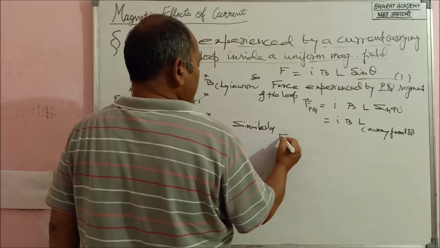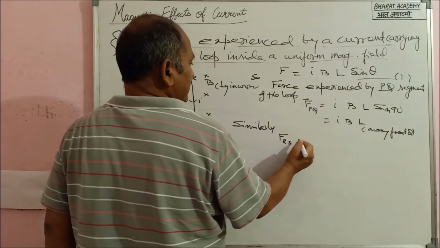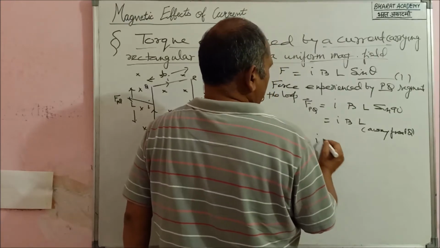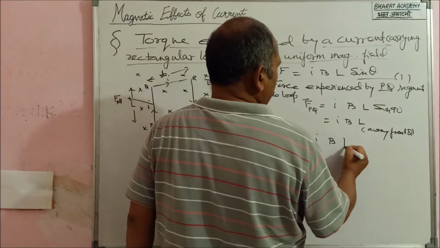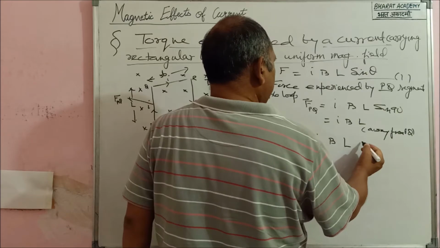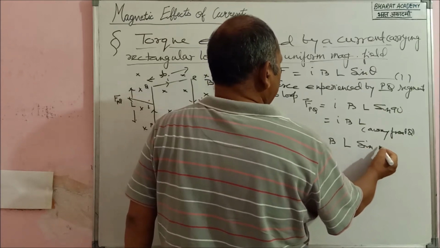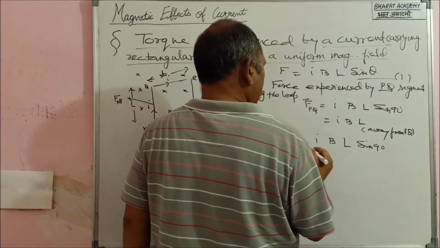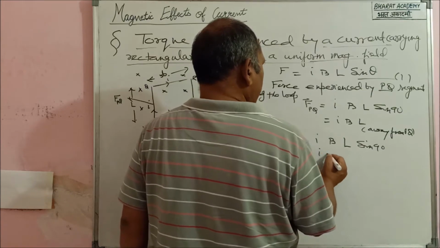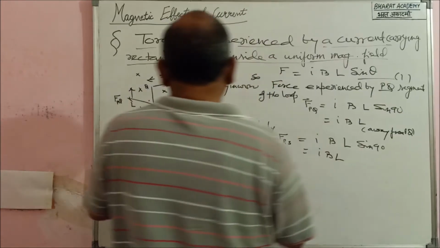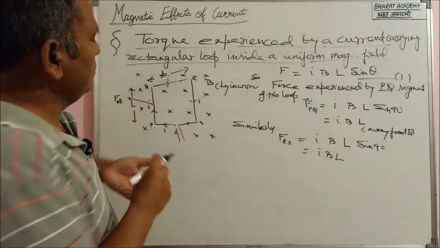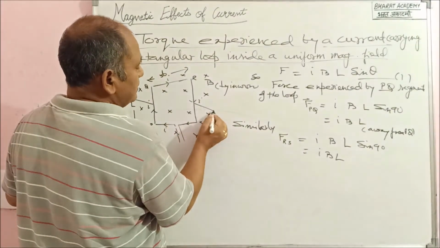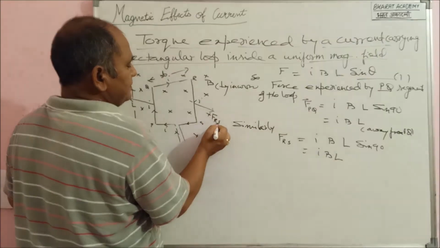Similarly, if I calculate FRS, that is again the length part, current is I, magnetic field is B and L sin 90, right? So it will be I B L. But now the direction of current is downward, so it will be away from RS. It will be like this, FRS.